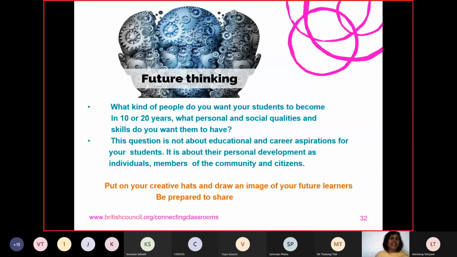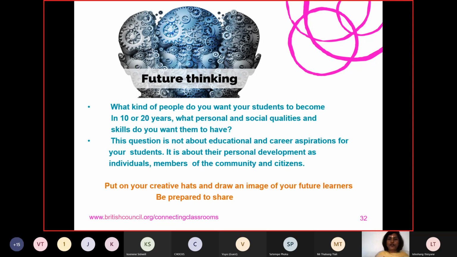This question is not about wanting our children to become lawyers or doctors or to become rich. No, this question is about education, more about their personal development as individuals, as members of the community and citizens. So what kind of young people do you want to prepare for the future? Think of their personal attributes, think about their leadership skills, think about their citizenship skills.